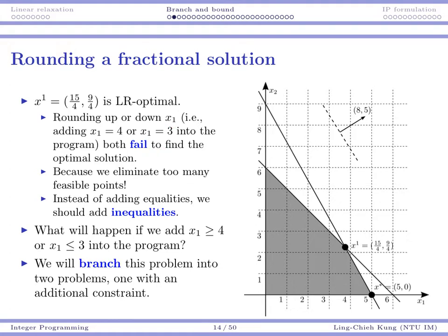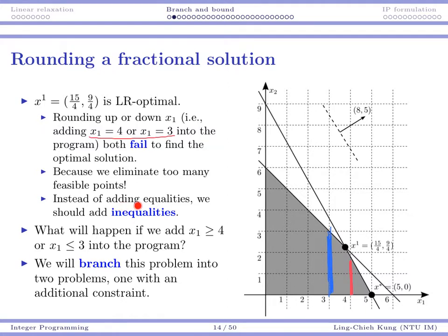Note that rounding up or down simply means to add two constraints, one of these two. If you want to round up, that means you restrict your x1 to be equal to 4. You restrict your feasible region to this red section. Or if you add x1 equals 3, that means you are restricting yourself here. In any case, you eliminate the possibility of finding the optimal solution, or you eliminate too many feasible points.